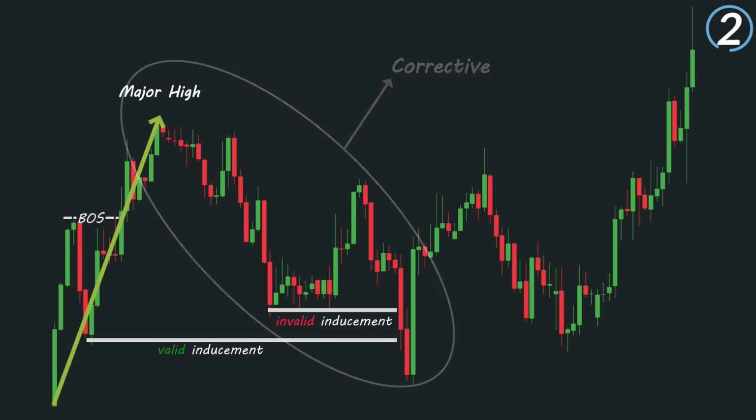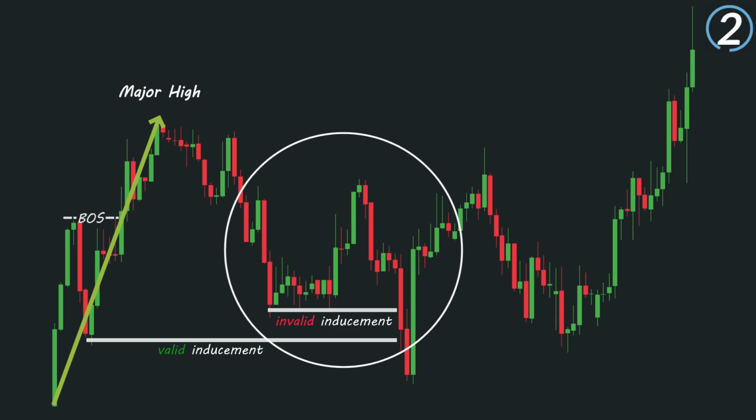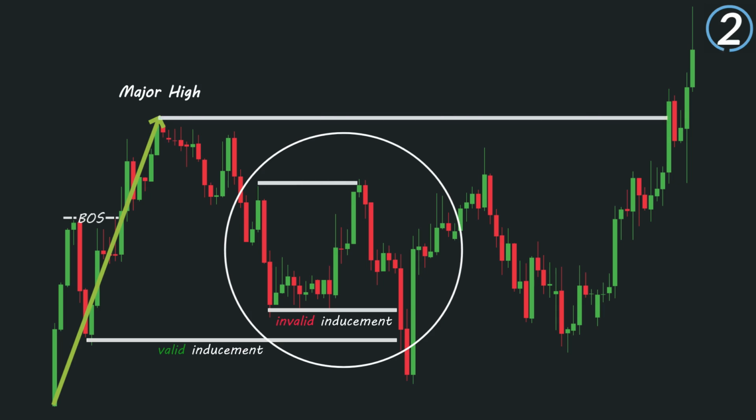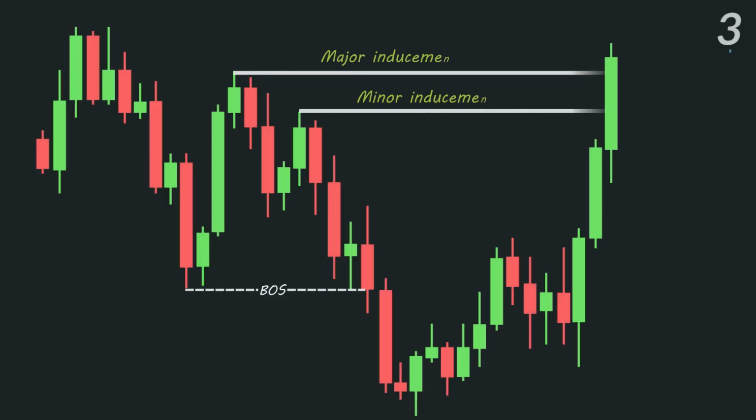In contrast, the internal area formed during the corrective move did not create a major high and was merely part of the market's corrective trend. Therefore, it is not considered a valid inducement. There can be two types of inducement forms in the market: major and minor inducements.